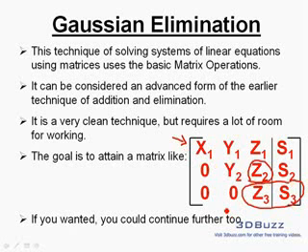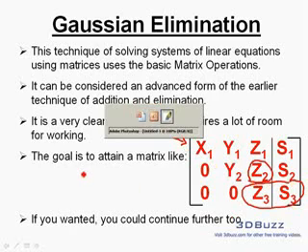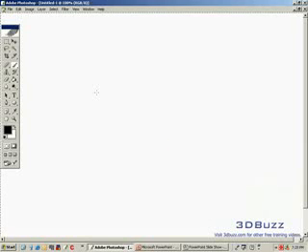All right, cool. So I'm going to jump into Photoshop real quick. I have a matrix in mind that I'll use, and we'll solve this one. So this is our matrix. 1, 2, 3, 3. 4, 5, 6, 6.